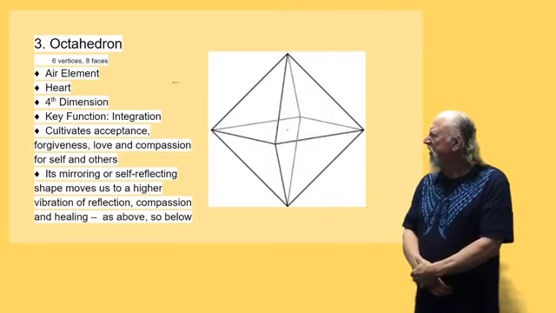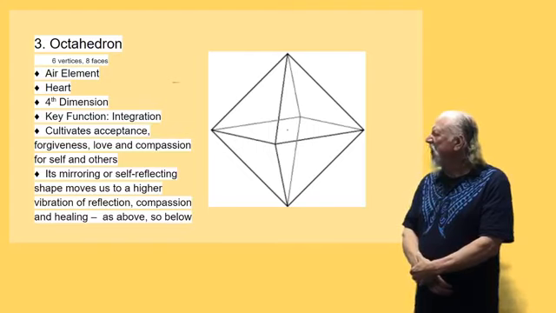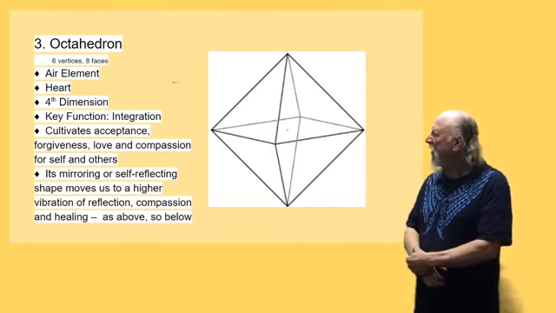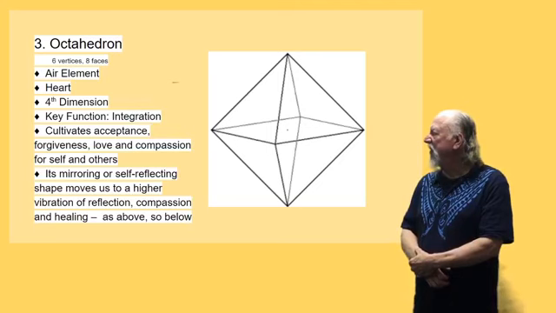The octahedron is the air element, 4th dimension. It's connected with the heart, cultivates acceptance, forgiveness, love, and compassion. It's mirroring and self-reflecting, so it helps us monitor ourselves, look within ourselves, and look at our own faults, which we all do too much of. We're all too self-judging.